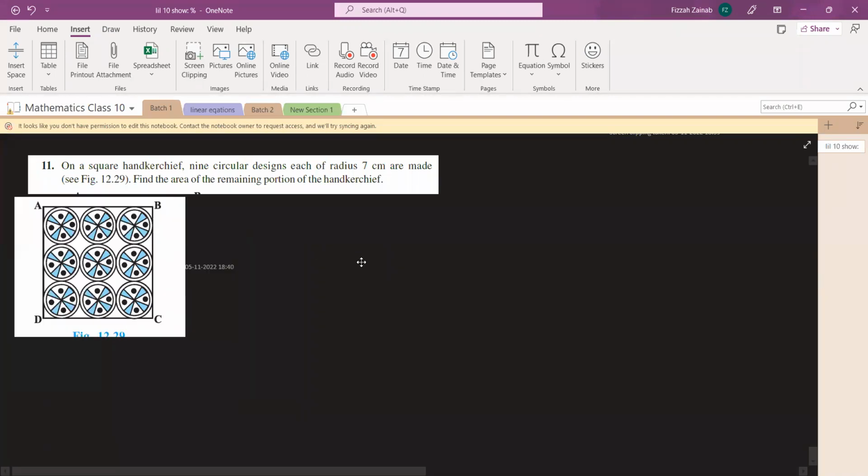Okay, so on a square handkerchief, 9 circular designs, each of radius 7 centimeter, are made. Find the area of the remaining portion of the handkerchief. I think this is very easy, isn't it? We just take all the circles and subtract from the area of the square. Exactly. Now, area of circle you can easily find out because radius is given. Now, what about the side of the square? How will you find the area?